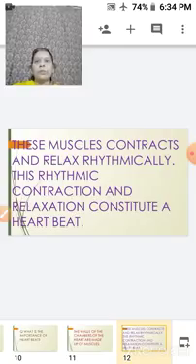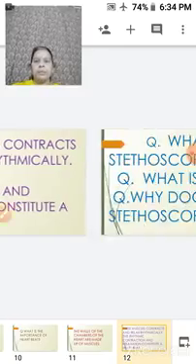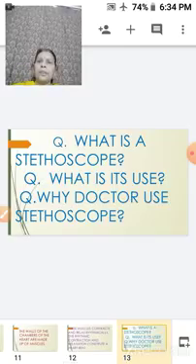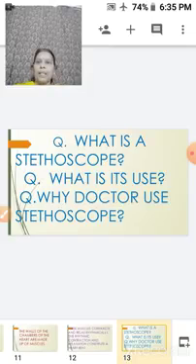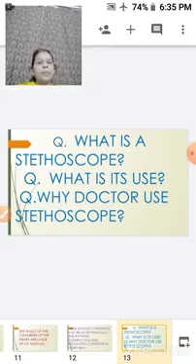As I already said, the heartbeat beats about 70 to 72 times per minute. What is a stethoscope? What is its use? And why do the doctors use this? So we'll be talking about these three questions now.